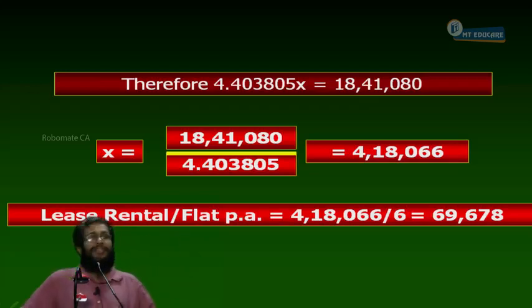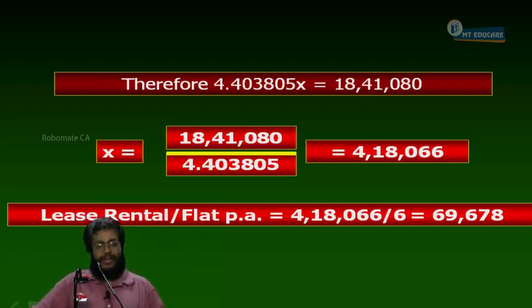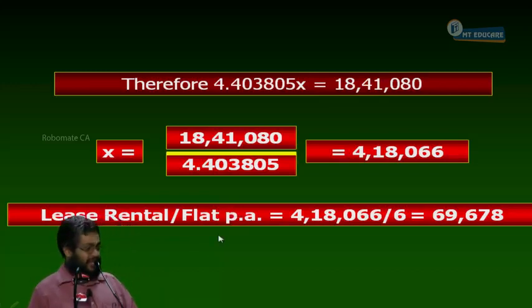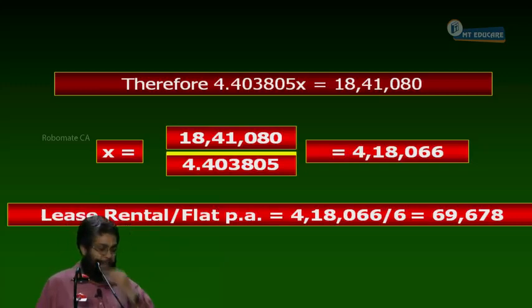The lease rent structure is as follows. Year and lease rent. I require you to tell me the numbers. Tell me what you write in year first. 1 to 5 years.